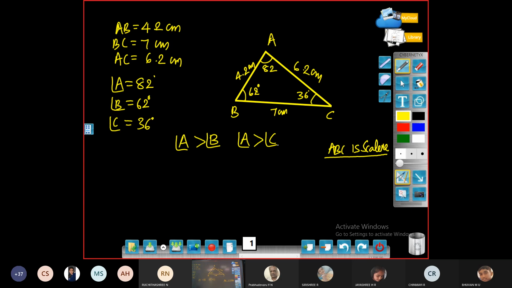Now look at the opposite sides of these angles. What is the opposite side of angle A? Sir, BC. It is 7 centimeter. And then what is the opposite side of angle B? It is AC. So BC is greater than AC. So that means the side which is opposite to angle A is greater. You see, the greater side, the opposite angle is greater. This longer side BC, the opposite angle is greater.